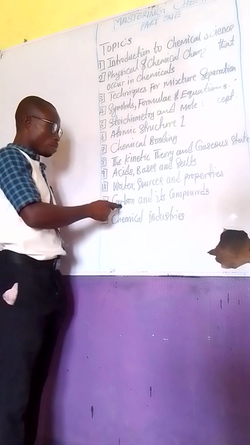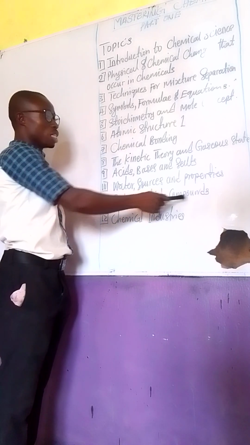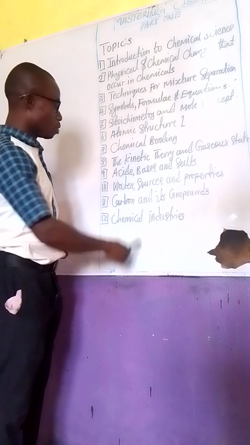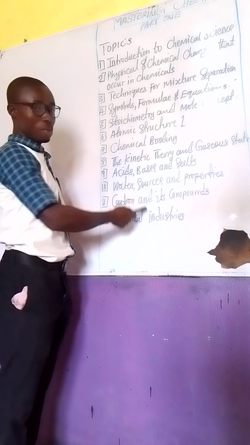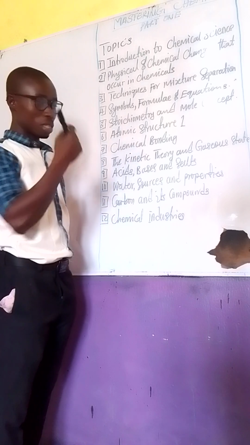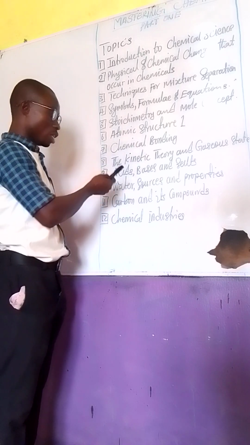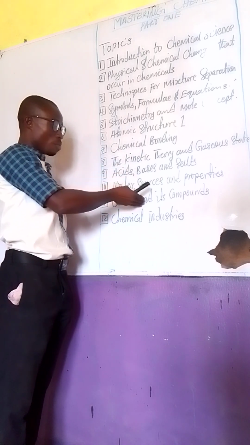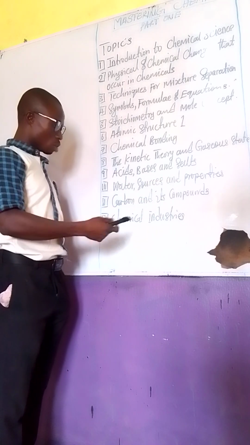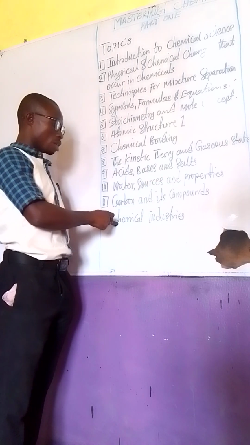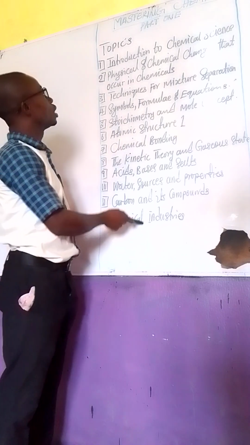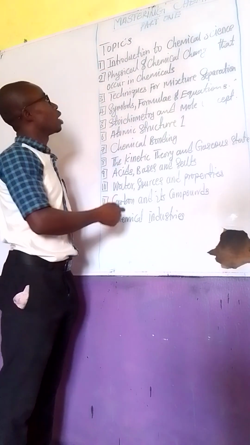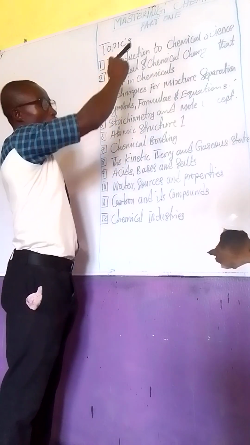Carbon and its compounds, the almighty compound. So we're going to look at carbon and its compounds in inorganic chemistry. Now, organic chemistry is the chemistry of carbon. But in inorganic chemistry, we're going to look at its compounds and so on and so forth. Also, we're going to talk about chemical industries. These are the topics we're going to talk about in Mastering Chemistry Part 1.